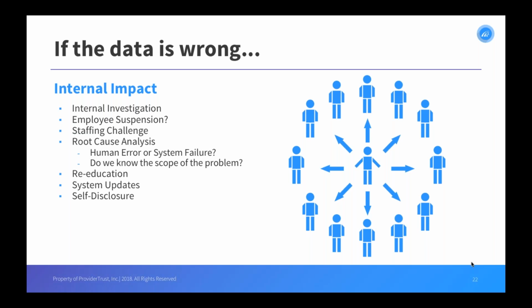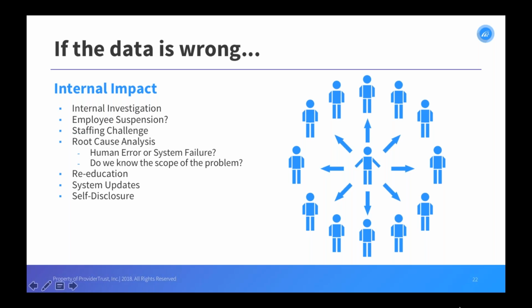So really understanding the impact of the problem itself. Then once I figure all of that out, I have to re-educate, because I have to make sure that we all know what the right process is. Was it a technology issue? Is there a system update that has to be made? And then, of course, the hard part: is it a self-disclosure? What are the ramifications? Who else do I have to tell that this problem has just occurred within my organization?